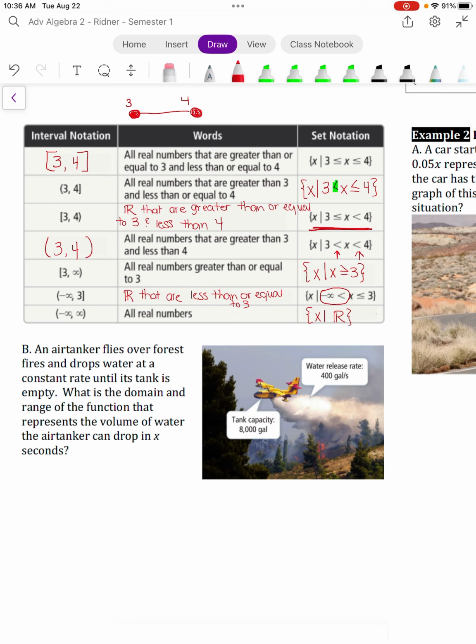All right, the last problem to deal with domain and range before you can take a break. An air tanker flies over the forest fires and drops water at a constant rate until its tank is empty. What is the domain and range of the function that represents the volume of water the air tanker can drop in X seconds? So, when we are thinking about the amount of water, we can't drop negative amounts of water. So the water has to be greater than or equal to 0. So that's our domain.